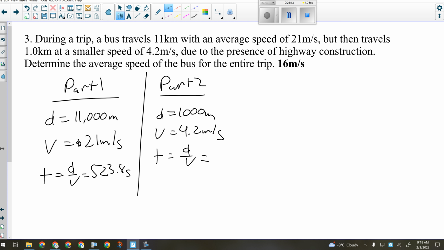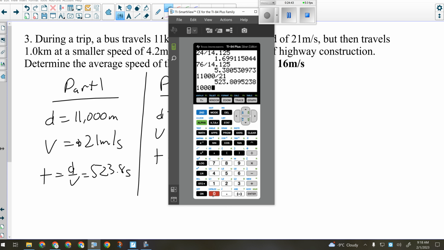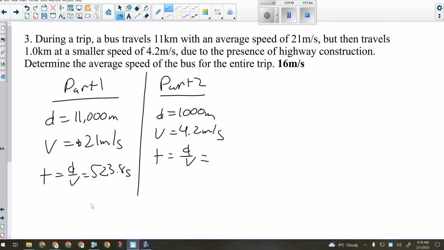And by the way, guys, I'm rounding off on the board, but I'm keeping all my decimals in the calculator. It is crucial that you do the same. We have to maintain the accuracy of our numbers. We don't want to round off until we do our significant digits at the end. How many people know what I mean when I say significant digits? Good. We'll quickly go over that in a couple of days, but I figured most of you knew it already. And then for part two, 1,000 over 4.2 is 238.1 seconds.